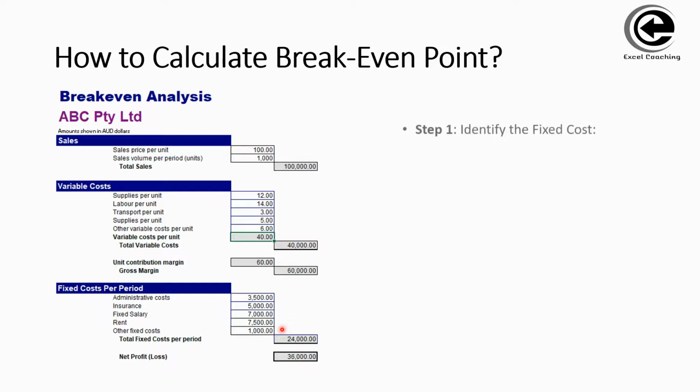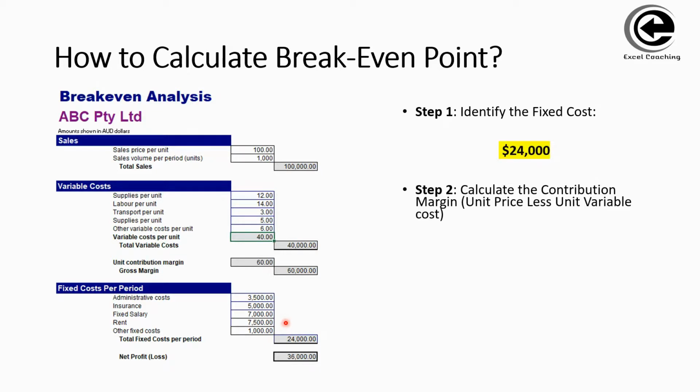So, step 1, we identify what the fixed costs are. In this example, we are looking at $24,000. Step 2, we calculate the contribution margin. The contribution margin is essentially the sales price minus the unit variable costs. In this example, it is $100 minus $40. Therefore, the contribution margin is $60 per unit.